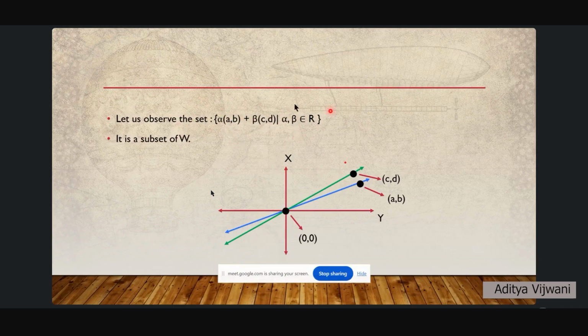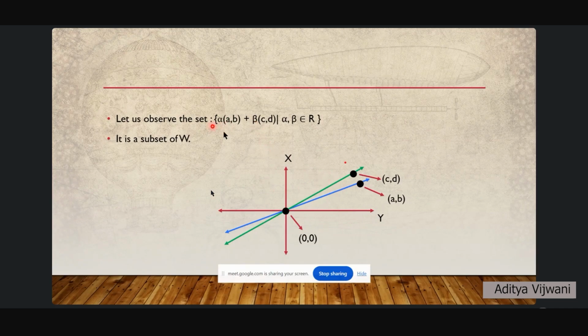If alpha is 0, then this set represents this green line, right? Joining CD and origin. In a similar manner to what we did for the line joining AB and origin, we can get lines parallel to this line joining CD and origin, shifted by factors of AB, like alpha times AB. So alpha can be anything. Do we get a feeling that this set represents the whole of R2?